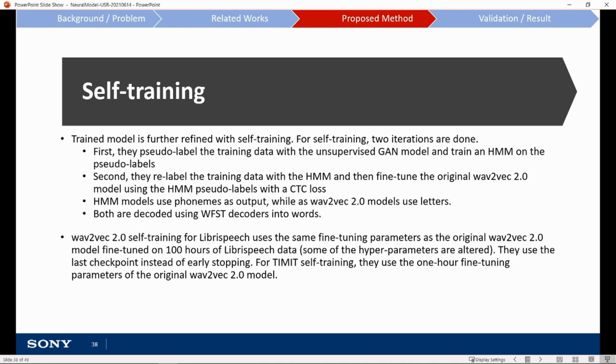The HMM model uses phonemes as output while the wav2vec 2.0 model uses letters, and both are decoded using the weighted finite state transducer decoder into words. They use the LibriSpeech dataset for this fine-tuning purpose, and this is the configuration of the wav2vec 2.0 that they used.